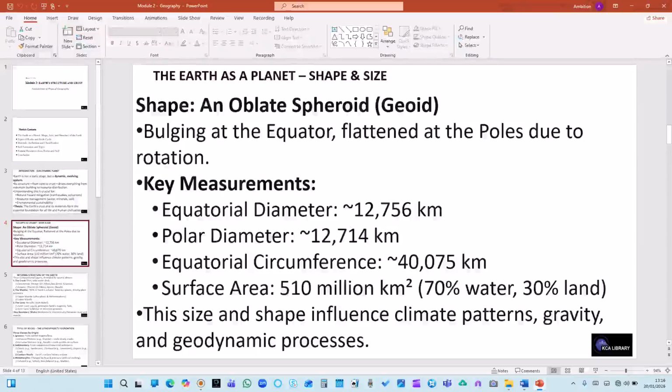Now let us look at the key measurements. The equatorial diameter of the Earth is about 12,756 kilometers. Then the polar diameter is about 12,714 kilometers. Then the equatorial circumference of the Earth is 40,075 kilometers. Then the total surface area of the Earth is 510 million square kilometers, that is 70% water and 30% land. So this is the structure and the shape of the Earth. The size and shape influence climatic patterns, gravity, and geodynamic processes.